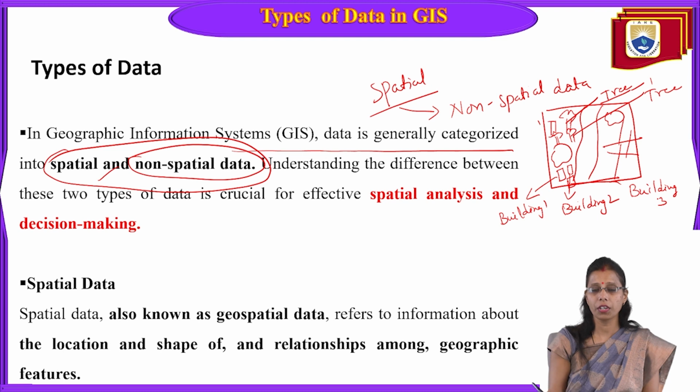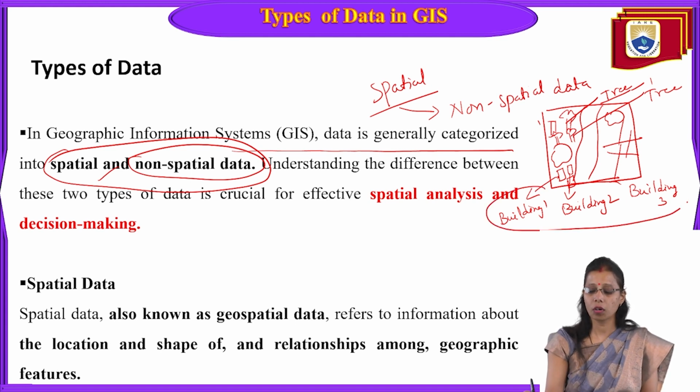Okay, building 3, or if you name it as IARE building, or Aryabhatta building, something like that, then it is easily identified. So and so building name is this. So this is what we call non-spatial data.